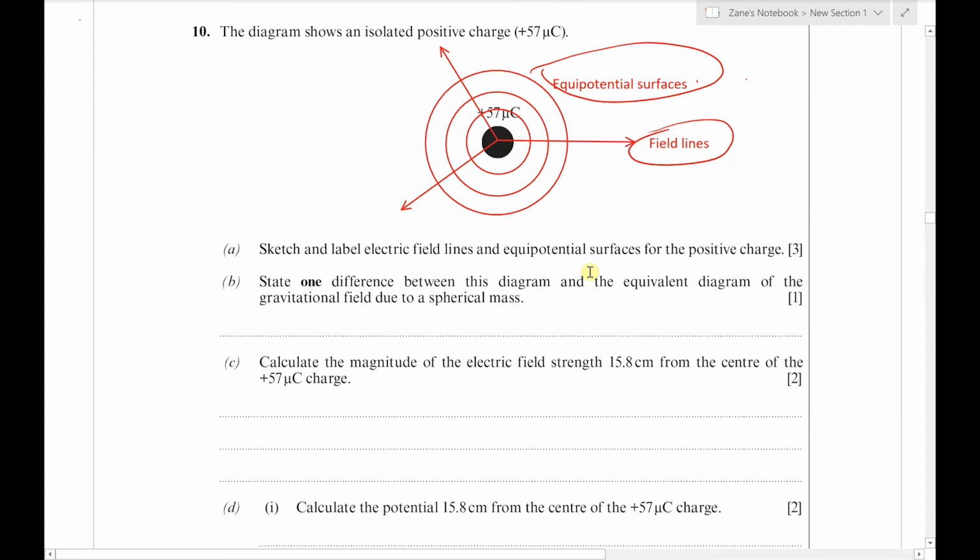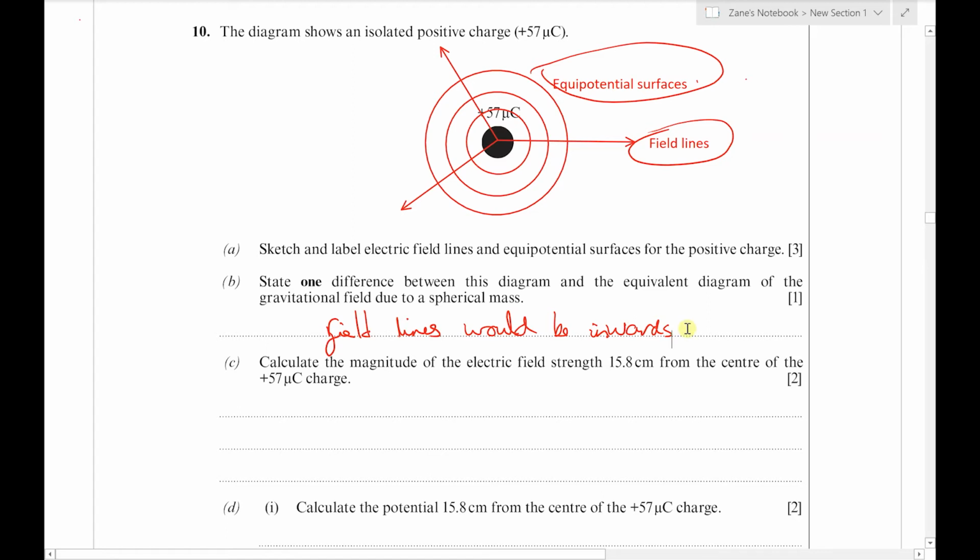Generally on this type of question, WJEC likes at least 3 surfaces and 3 field lines, so that's why I've drawn 3 of each there. You could draw more if you like. Next, we've got to state one difference between this diagram and the equivalent diagram for the gravitational field strength due to a spherical mass. Well, gravitational fields are always attractive, so with gravitational fields, the field lines would be inwards. The equipotential surfaces don't have a direction, so they would still basically be the same for a gravitational field.